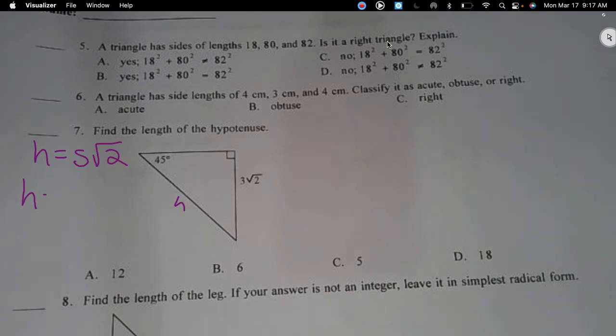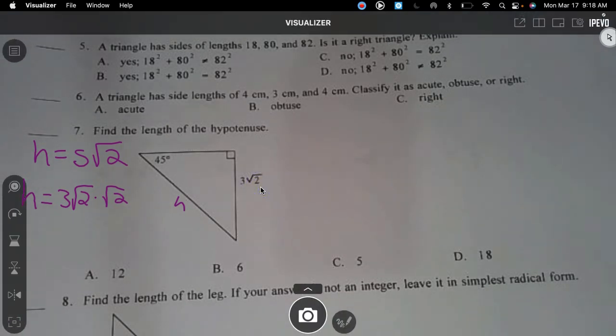So H equals, what's my side length? 3 square root of 2. So I'm going to put 3 square root of 2. And then what goes next to that? Square root of 2. Questions on that? I plugged that in right there. I just put my side right there. You could probably just type that in your calculator and it would give you your answer. But what is the square root of 2 times the square root of 2? It cancels out, it goes to 2. And what's 3 times 2? 6. There's your hypotenuse. It's 6.